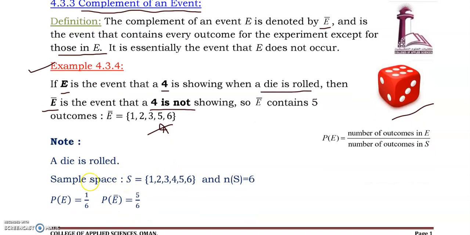Now you see this note, a die is rolled, okay. We throw a single die. What is the sample space when we throw a single die? That is 1, 2, 3, 4, 5, 6. How many elements in S? That is 6. That is n of S is equal to 6. This is the formula to find the probability. Now, what is probability of E? Here, E is our favorable event. In E, how many outcomes? Only one outcome, the number 4. Here, number of outcomes is 1.